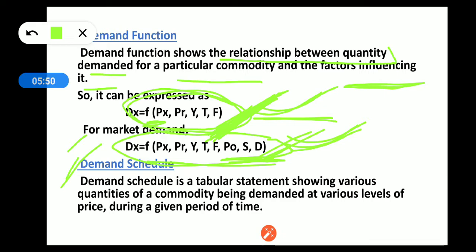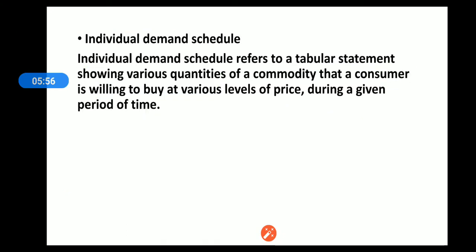So just see what is demand schedule. With the help of one example, I am going to explain it. As we know, there will be two demand schedules, individual demand schedule and market demand schedule, because demand is of two types, individual demand and market demand. So individual demand schedule refers to a tabular statement showing various quantities of a commodity that a consumer is willing to buy at various levels of price during a given period of time.